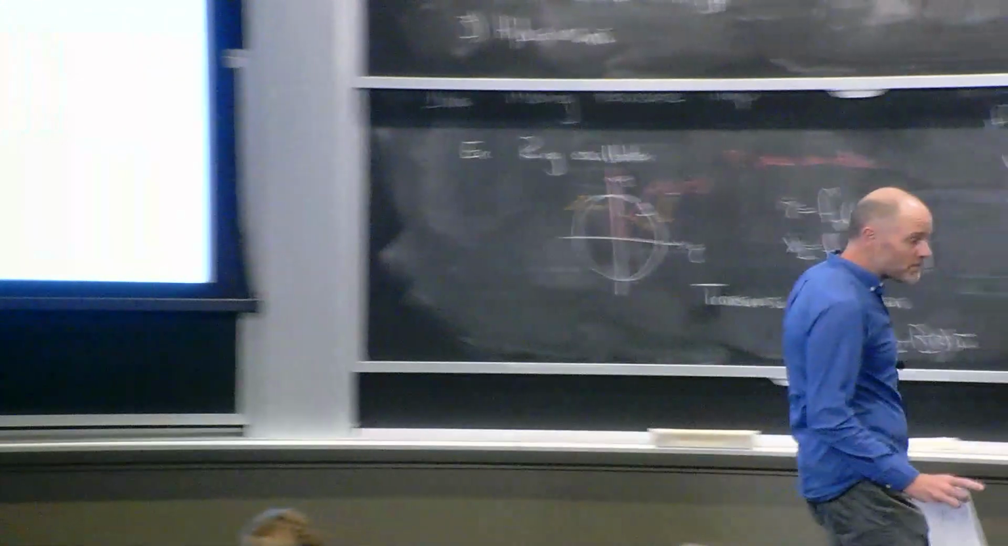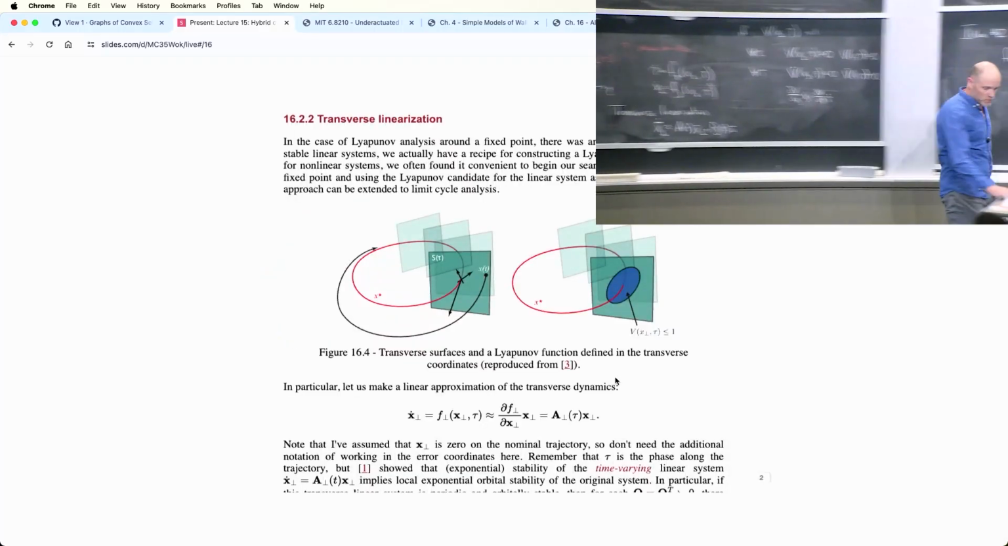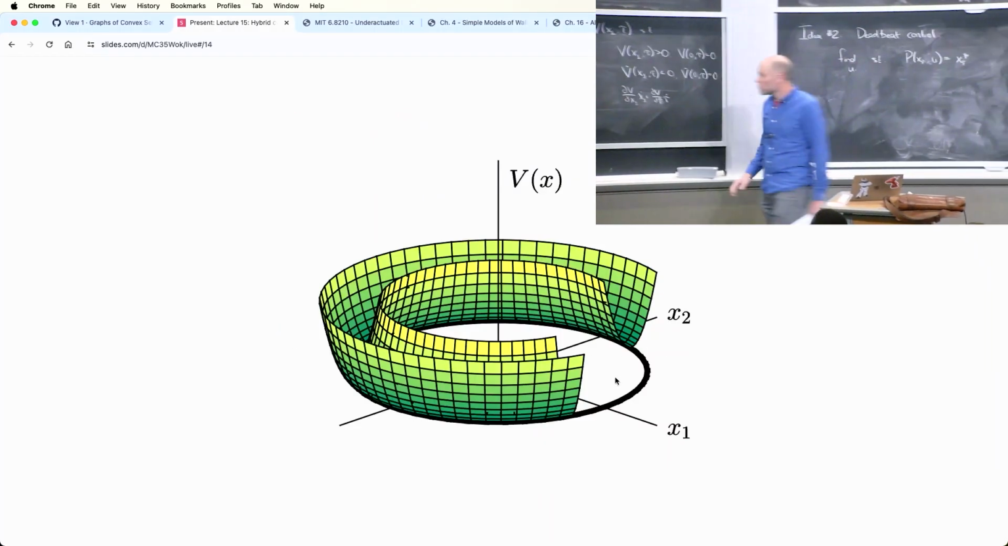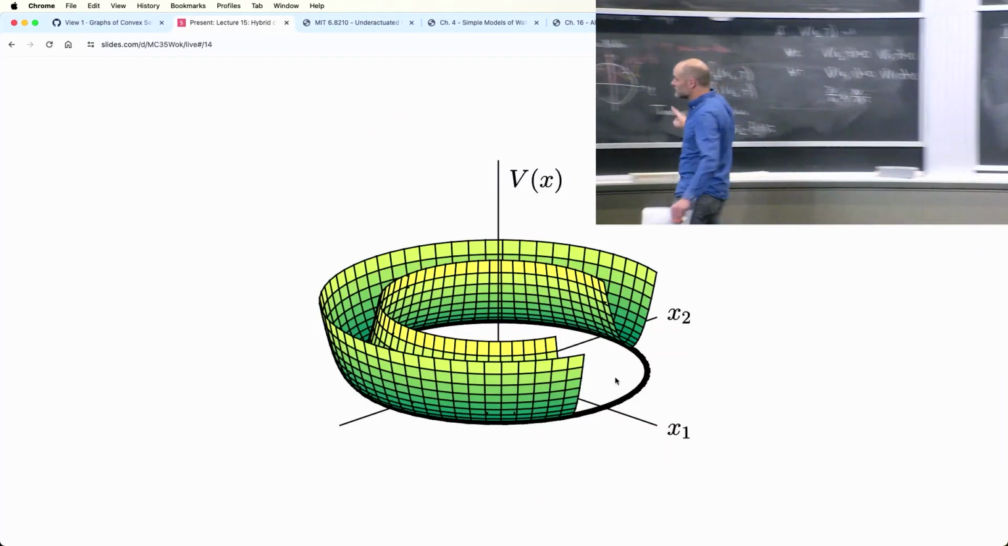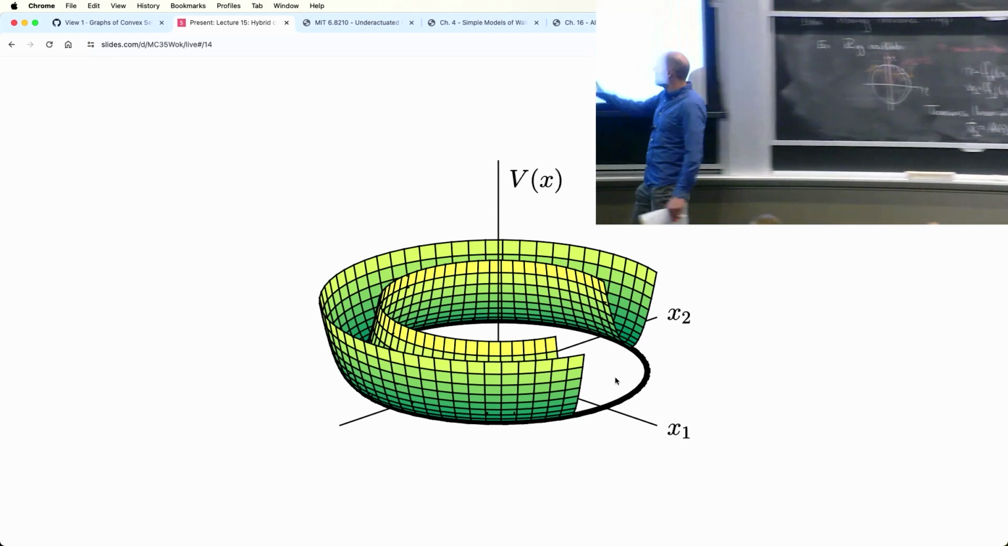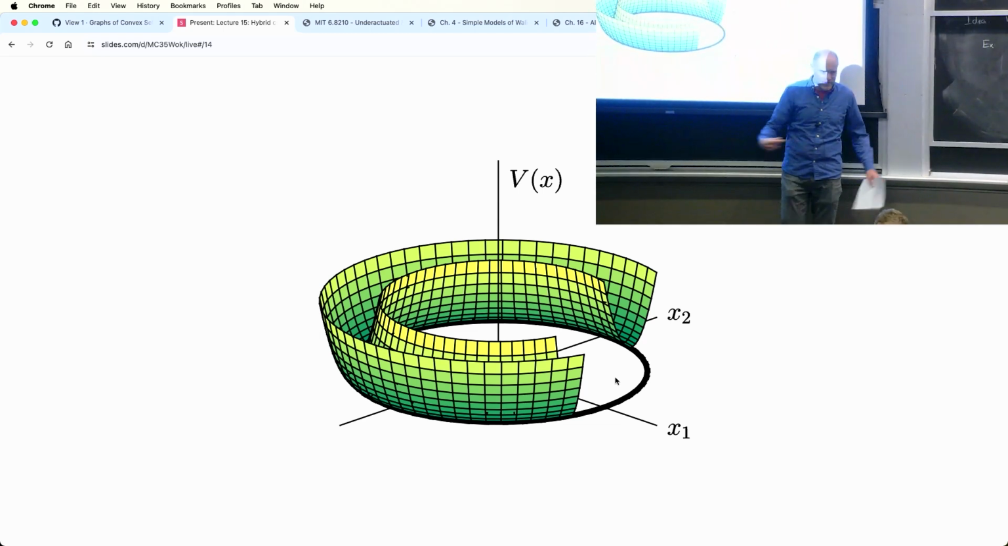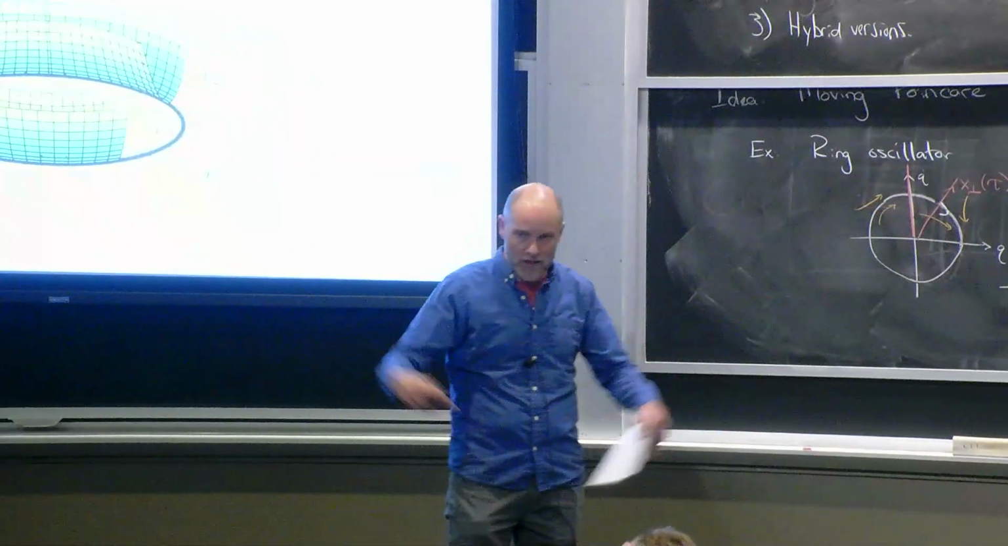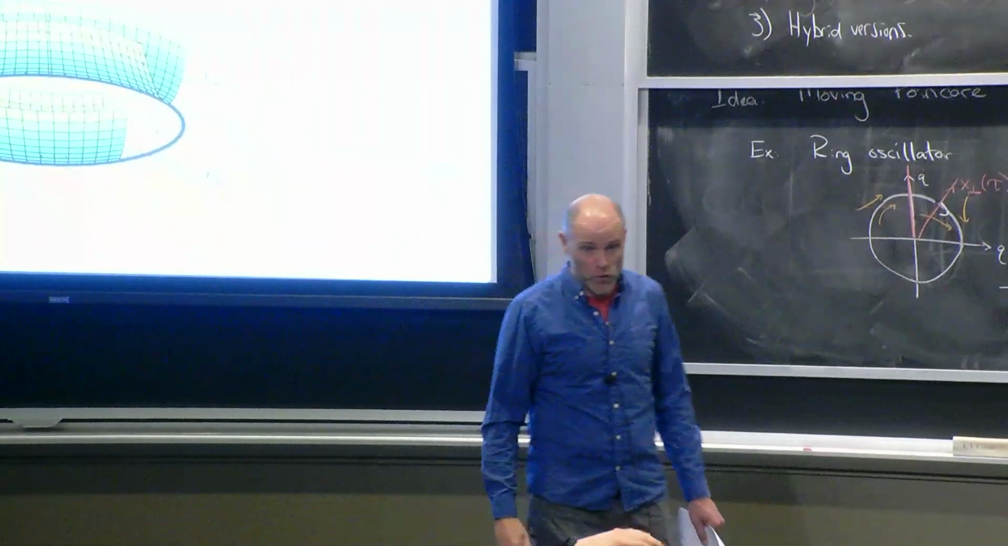And the reason that matters, again, is because we want this picture, right? We want to separately handle stability off the trajectory from stability on the trajectory. That's the key idea. We want to just talk about the dynamics of the transverse coordinates.